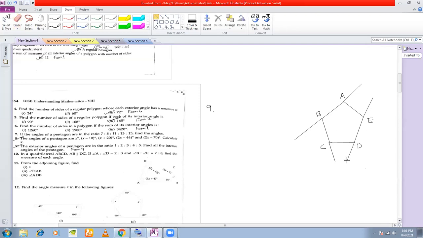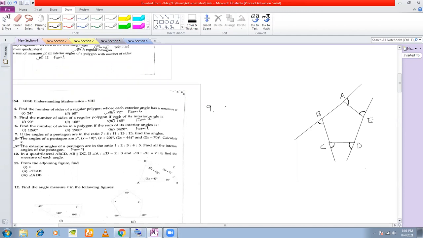We'll produce this. Okay, so which one are the exterior angles? This is an exterior angle called exterior angle B. This is the exterior angle A. This is the exterior angle E. This is the exterior angle D. And this is the exterior angle C. Now let's see. The exterior angles of a pentagon are in the ratio 1 is to 2 is to 3 is to 4 is to 5. Find all the interior angles of the pentagon.